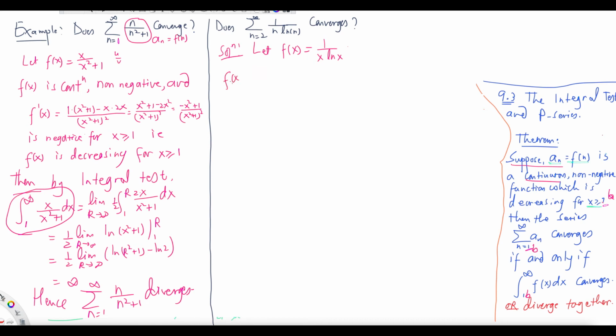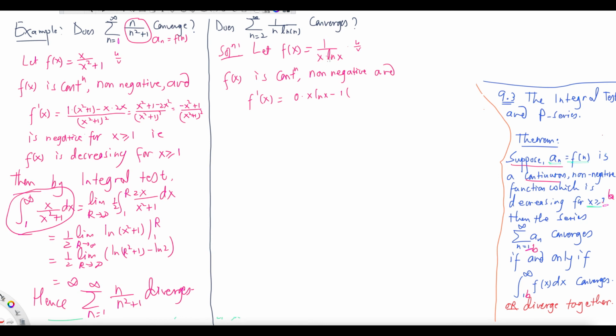So f of x is continuous and non-negative, and what is f prime of x? What is the derivative of that? This is like u over v, so you take the derivative of u, that is 0 times v, x ln x, minus u, which is 1, times the derivative of v. What is the derivative of that? It is again the product rule there.